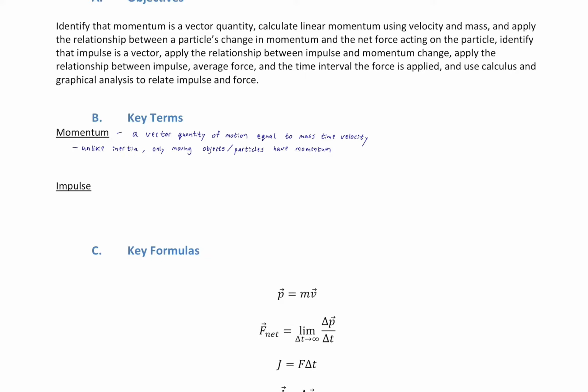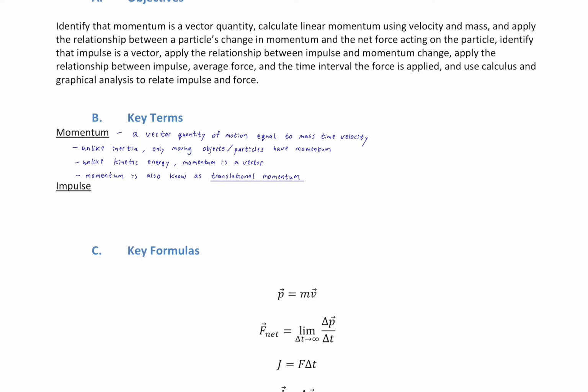All right, so unlike inertia, because those terms get interchanged in everyday language. Oh, something has momentum, something has inertia, right? Only moving objects have momentum. Since velocity is used in this calculation, if you have zero velocity, you have zero momentum. You always have inertia because inertia is a property of matter. Unlike kinetic energy, momentum is a vector. It's got direction, it can have components and so on.